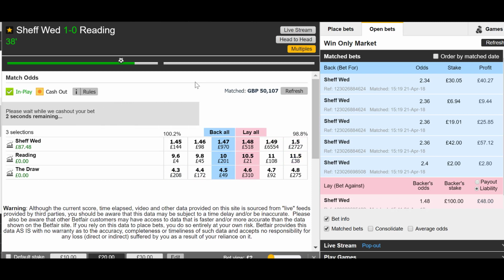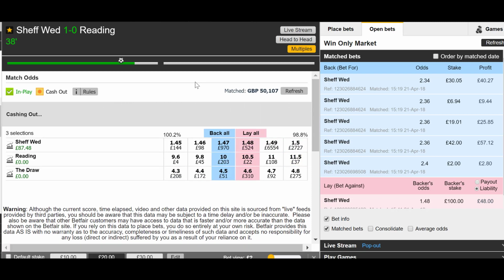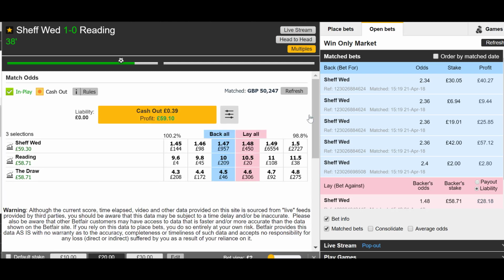Sheffield Wednesday 1, Reading 0. Just for simplicity's sake, we're just going to cash this out for the demonstration. And in the end, it was a 59% return on the stake. So not bad. Sheffield Wednesday 1, Reading 0. Just a quick example to show you what can happen if you spot the opportunities at the higher odds.